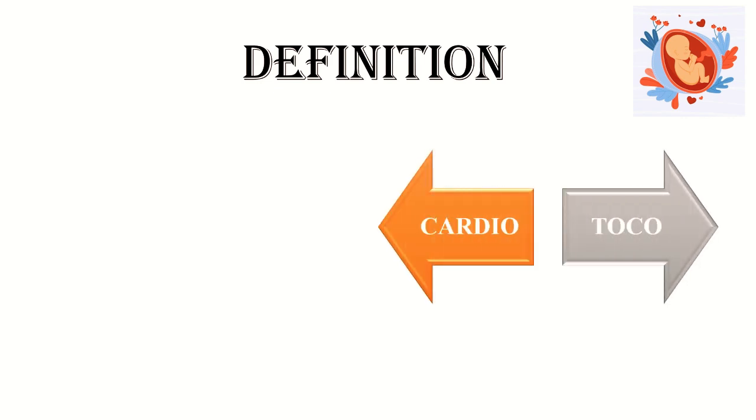So starting with the definition, the very term cardiotocography itself, it suggests that it is made up of two words or two components. One is cardio and the other one is toco. The cardio term, we know it is related to heart. So the cardio deals with the heart rate of the fetus, and toco stands for the uterine contraction of the mother. So we can basically assess two things by a CTG. First one is the FHR, that is the fetal heart rate, and the other one is the maternal uterine contraction.